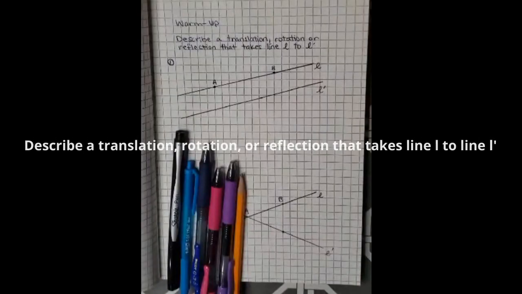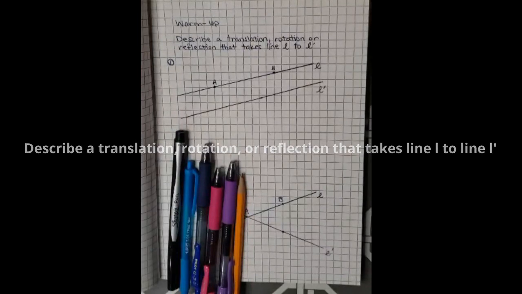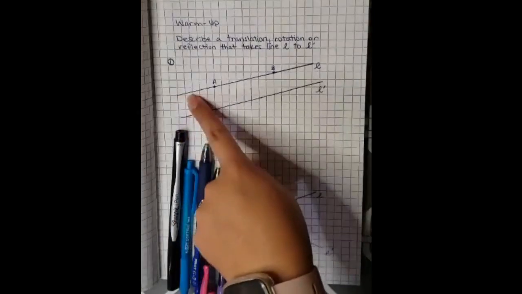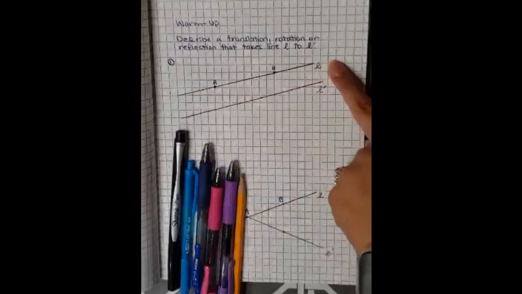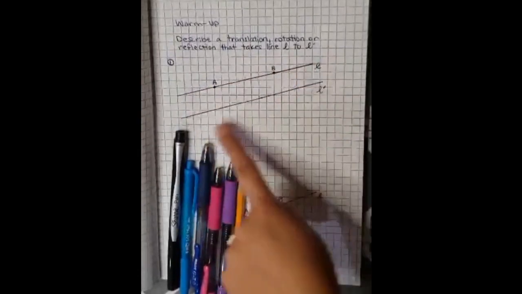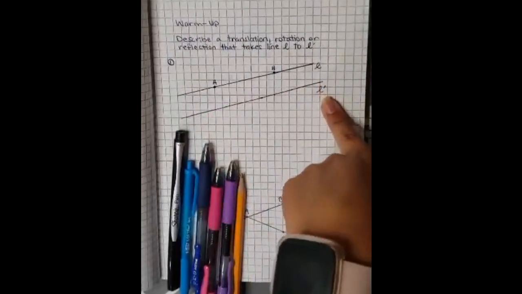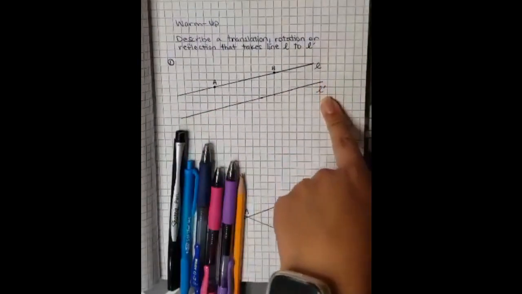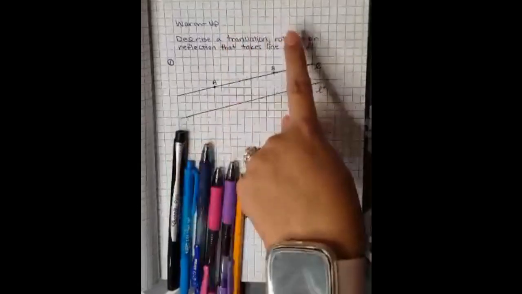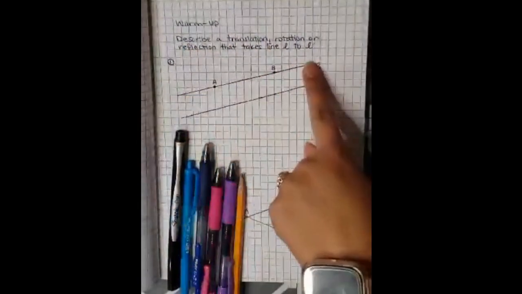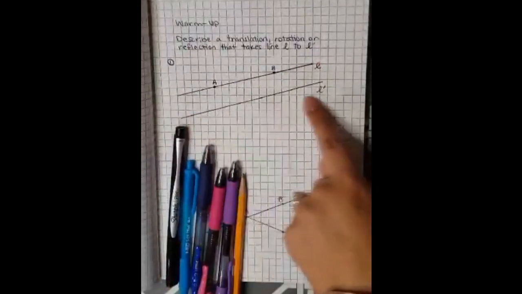So first, for our warm-up, it says, describe a translation, rotation, or reflection that takes line L to L prime. So I can see that this line right here is L, and we want to move it so it is on top of L prime. So what do you guys think? Do you think a translation, a rotation, or a reflection will take this blue line onto this purple line?